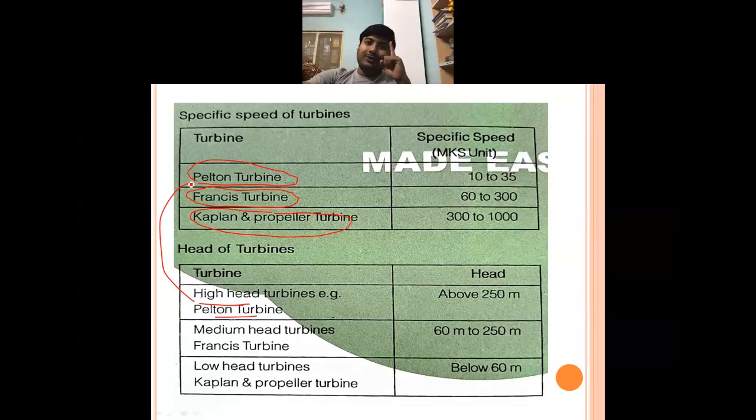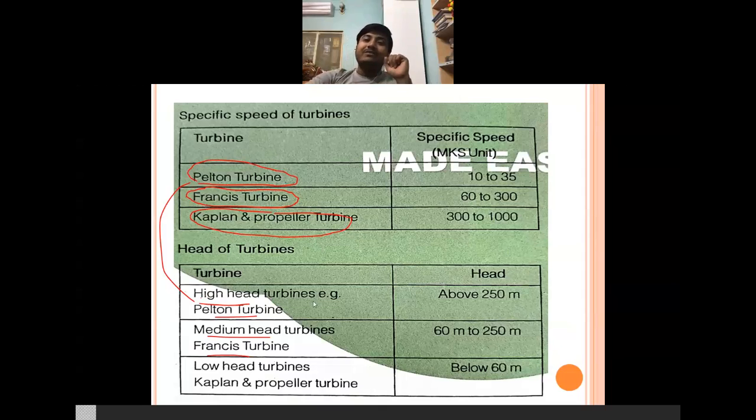Just remember my words, because each and every word is important for your examination. Remember, the Pelton turbine is high head, low specific speed, tangential flow, impulse turbine. These are the categories of the Pelton turbine. Then comes the medium head turbine. The medium head turbine is the Francis turbine. The Francis turbine is medium head, medium specific speed, mixed flow reaction turbine.